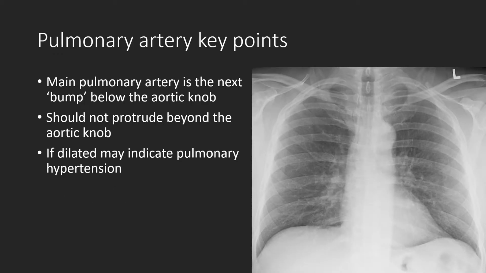Let's now move on to the pulmonary artery and some key points regarding the structure. We should remember that the main pulmonary artery is the bump just below the aortic knob. In general, this contour should not extend beyond a tangential line drawn between the aortic knob and the apex of the left ventricle. Notice how the main pulmonary artery is tucked in, that is medial to this line.